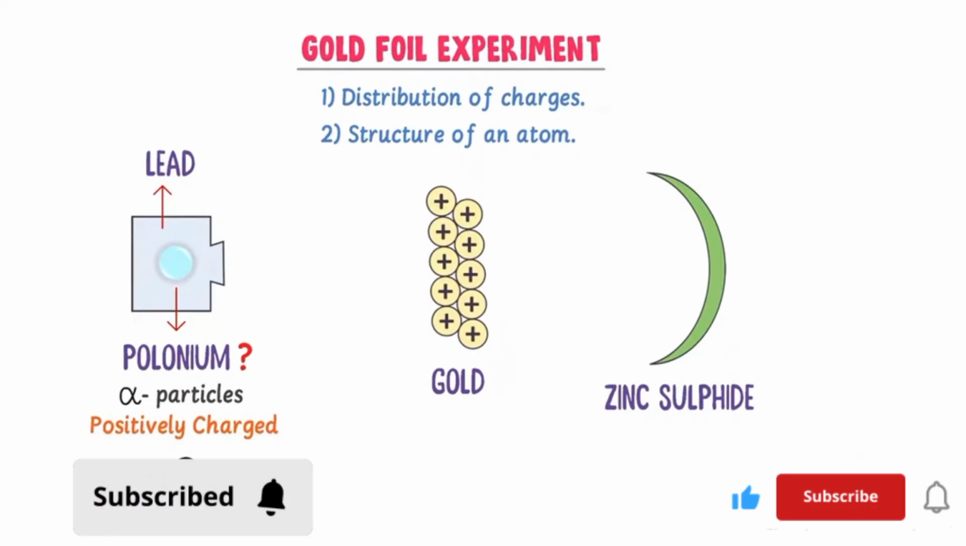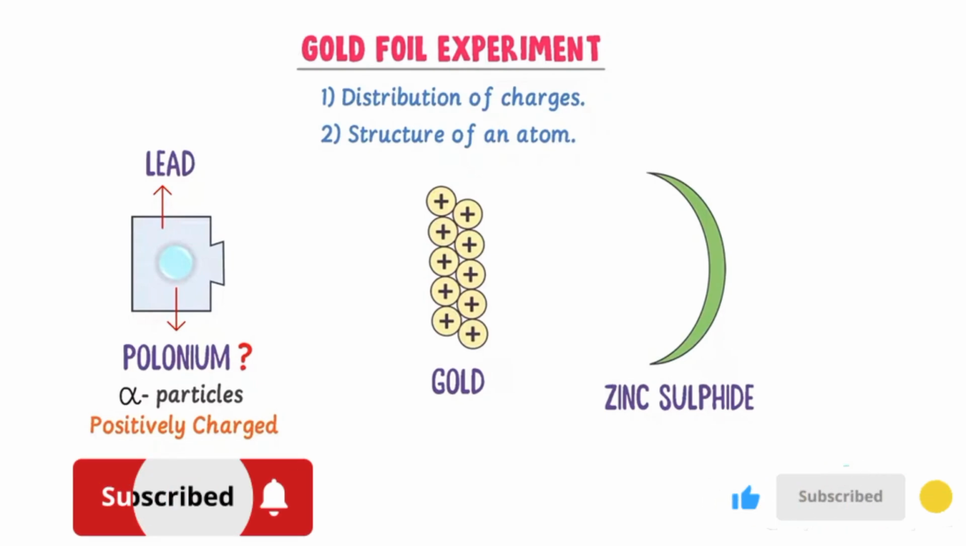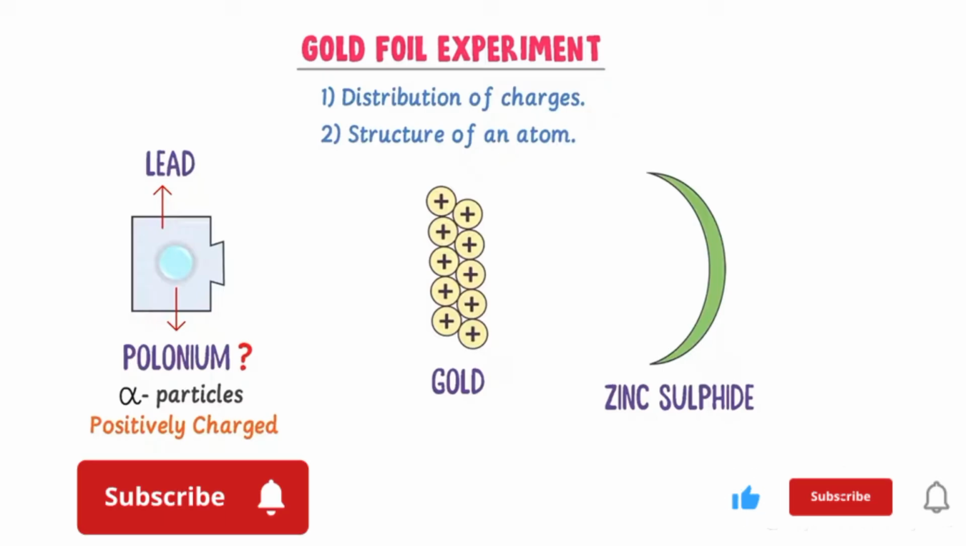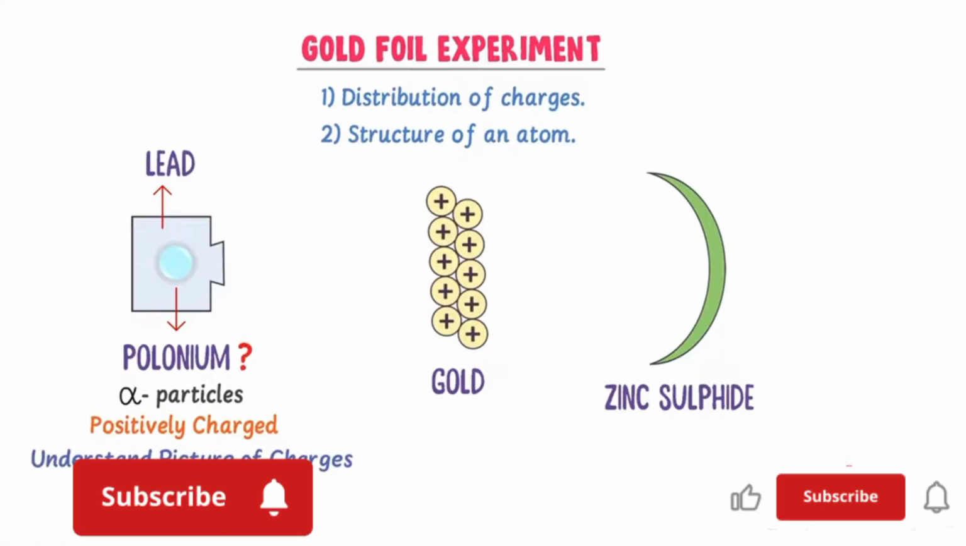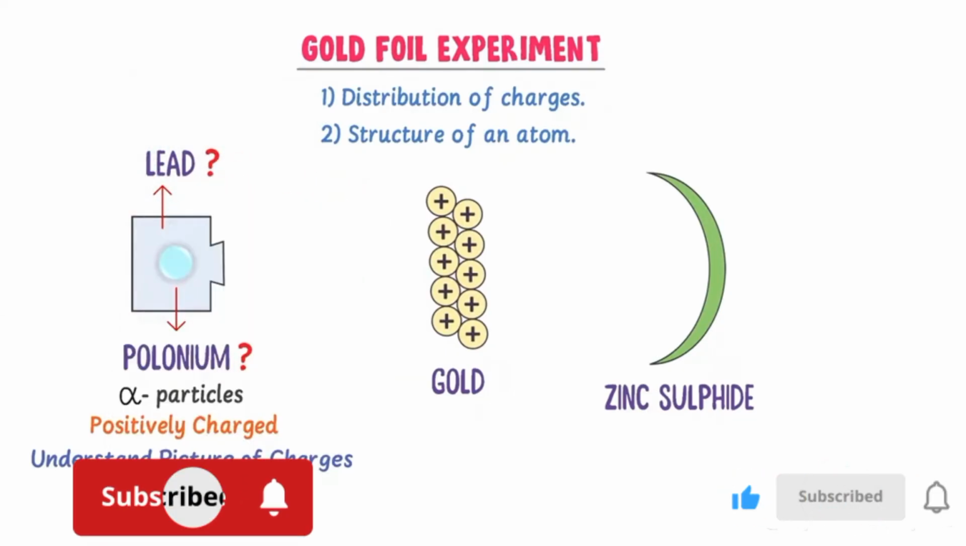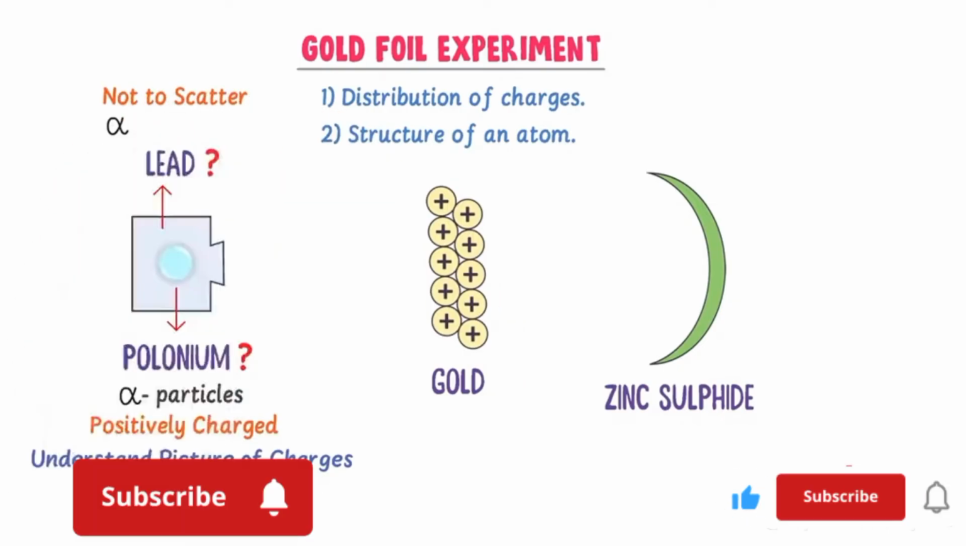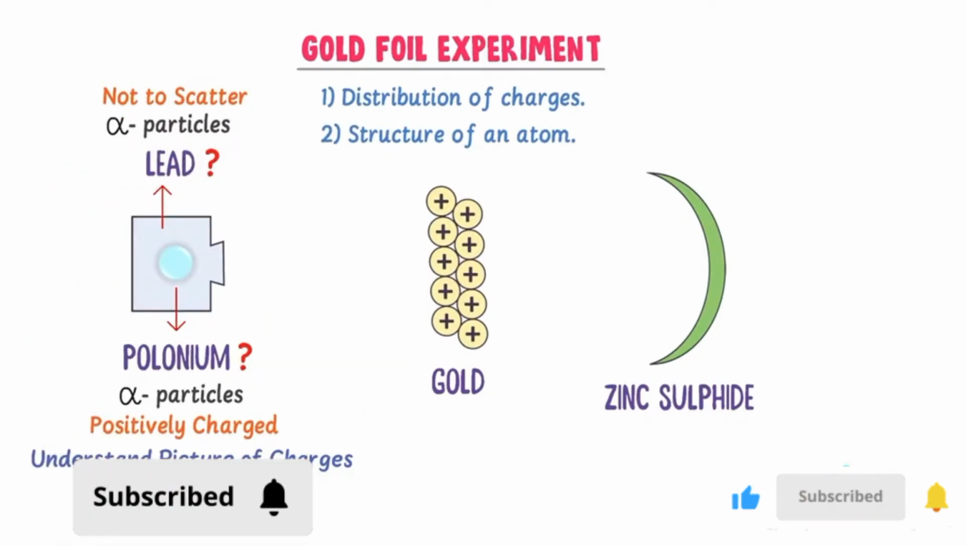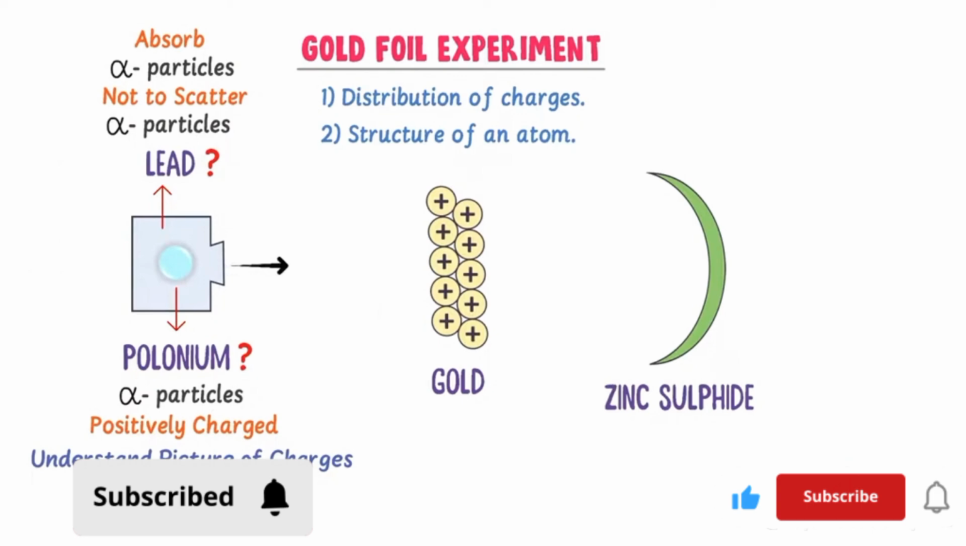What is the purpose of alpha particles in this experiment? As we know, Rutherford wanted to find the distribution of charges across the atom. One can only understand the picture of distribution of charges across the atom if they are shot by some charged particles. So Rutherford used alpha particles to shoot the atoms. Secondly, why did he place polonium inside the lead box? Well, it is so as not to scatter alpha particles in all directions. The lead box absorbs alpha particles, so alpha particles are concentrated only through this small hole towards the gold foil.